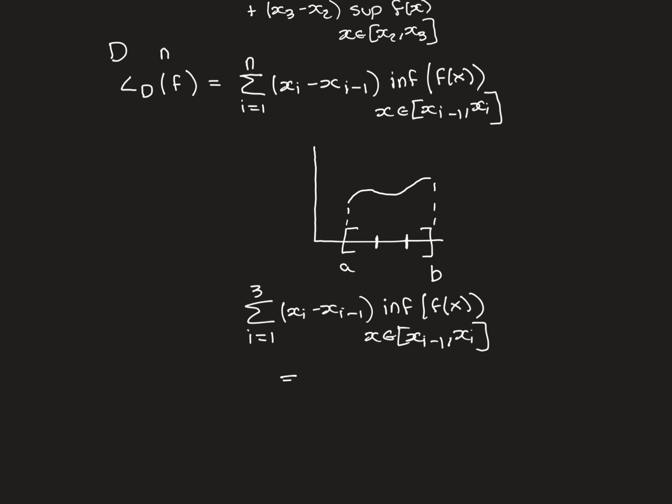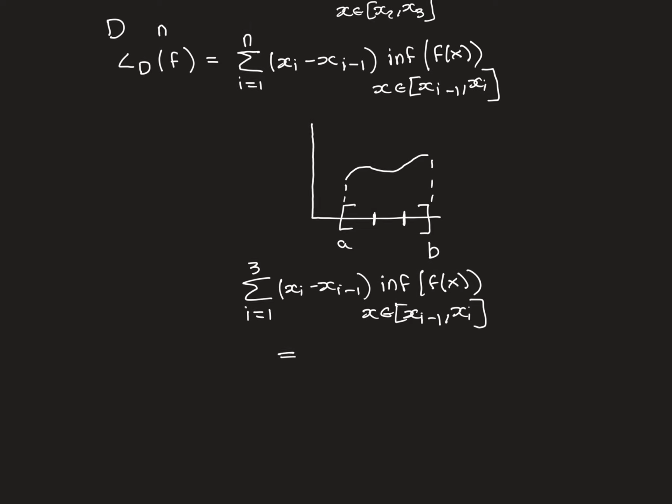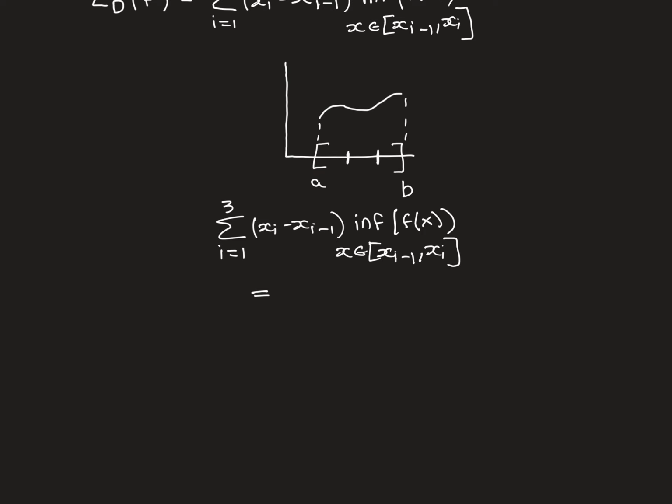So writing this out, it's going to have 3 parts to it. The first interval is going to be a to x1, and we're going to need that length, so it's this horizontal length here, x1 minus a, times the infimum. Now again, because on the picture I've drawn a nice continuous function, by the extreme value theorem we know that continuous functions obtain their minimum and maximum on a closed interval, so it's actually going to have a minimum over that interval, which will be the infimum.